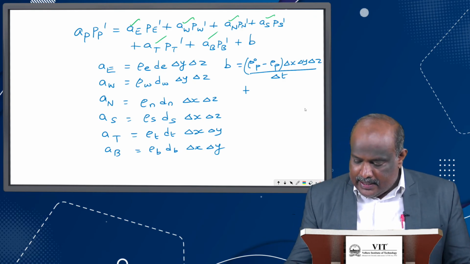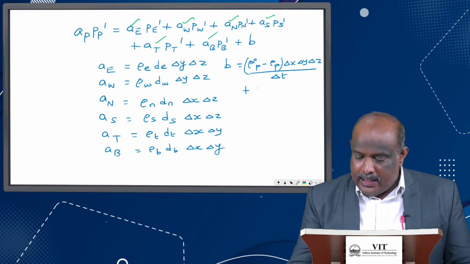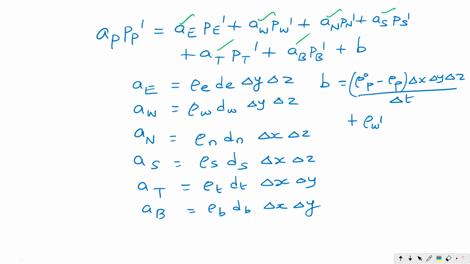So I can write like this here: plus rho_w u_w star Δy Δz minus rho_e u_e star Δy Δz. Out of these two terms, which is common? Δy Δz is common, so we can take it common. I am going to take Δy Δz as the common term, and hence it becomes like this.